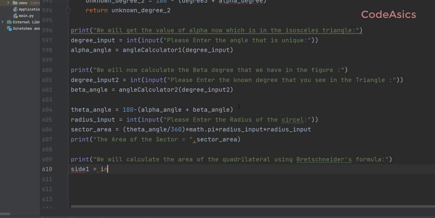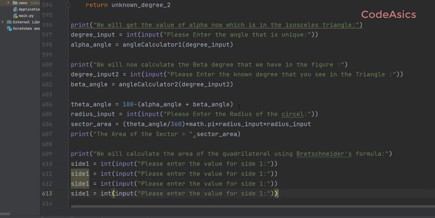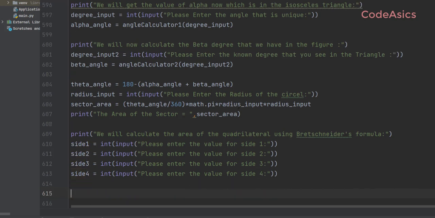So side 1, I'm going to say int of input. Please enter the value for side 1. That's done, and I'm going to copy this. I will paste it. Then I will change it to side 2, side 3, side 4, and then this is side 2, side 3, side 4. So all of these sides are done.